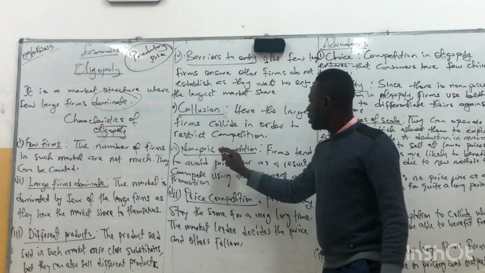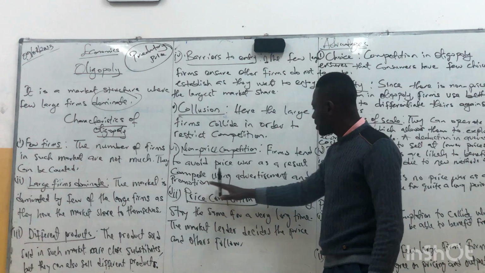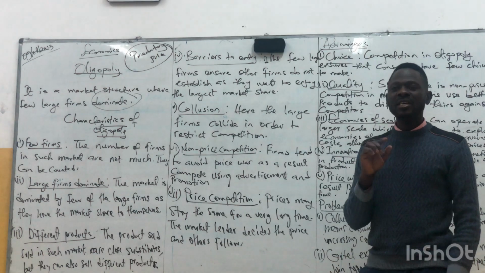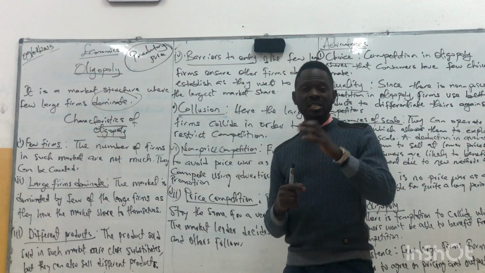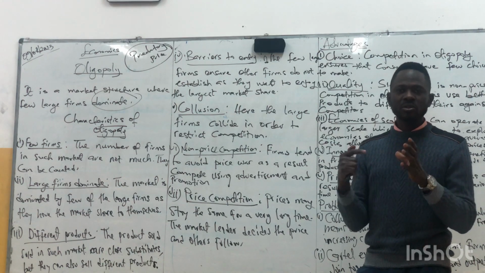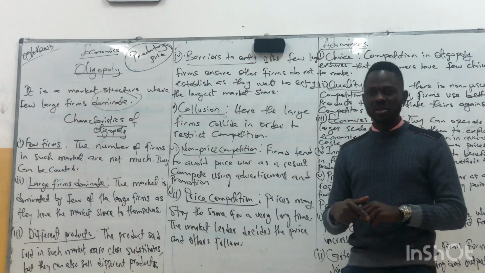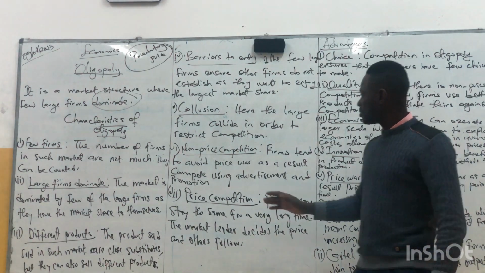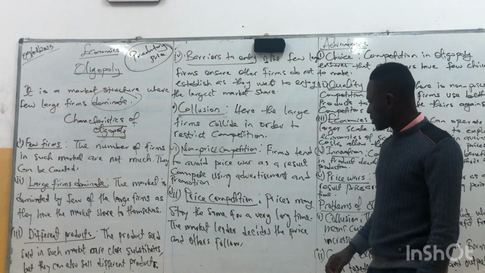The sixth one, non-price competition. Firms tend to avoid price wars. As a result, they compete using advertisement and promotion. One of the advantages of oligopoly is that they try to avoid price wars. There's no predatory pricing in oligopoly. As a result, firms in such a market use advertisement and promotion to differentiate their products or to let customers know about them. They don't use price to attract customers. They use advertisements and promotion to attract customers.